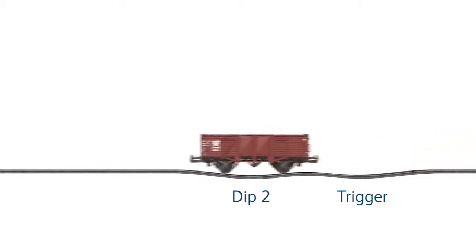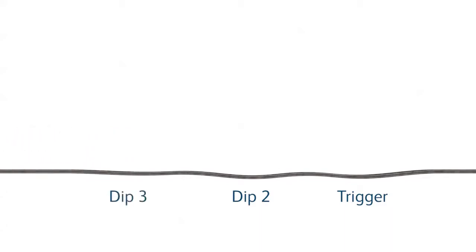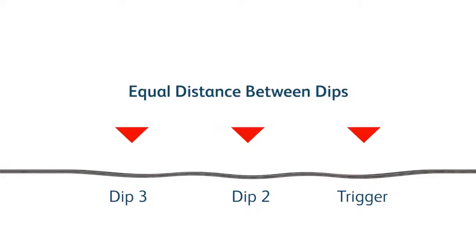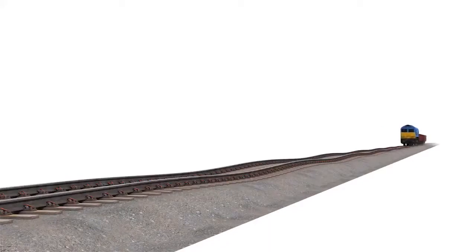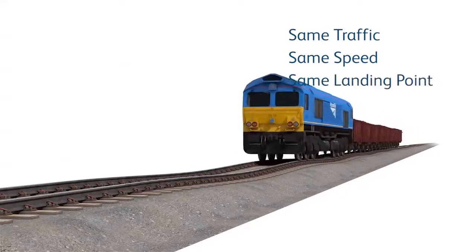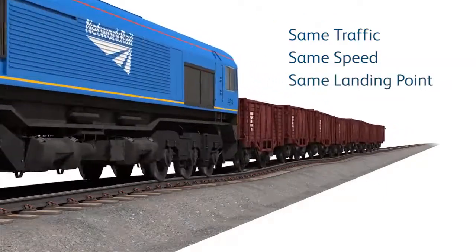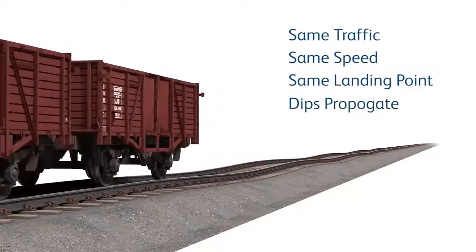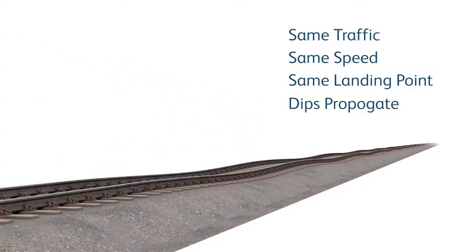If untreated, the combination of the first two dips will propagate a third dip further along the track, at the same distance as the distance between dip 1 and 2. Each section of track will have a predominant traffic type and vehicle speed. This means that a vehicle reacting to the trigger will generally land at the same point each time. Allowed to continue, the cyclic top will propagate and worsen, making the dips deeper and the number of dips increase.